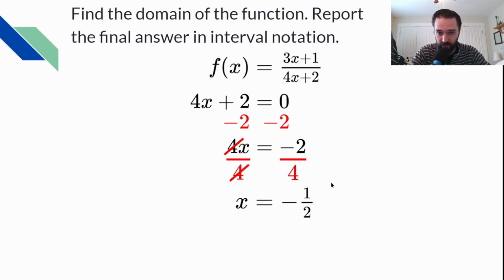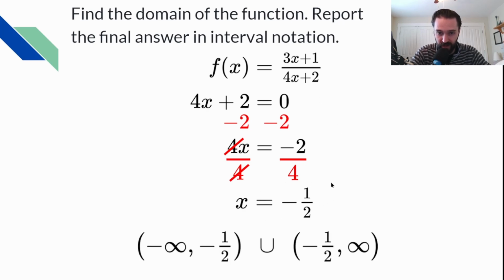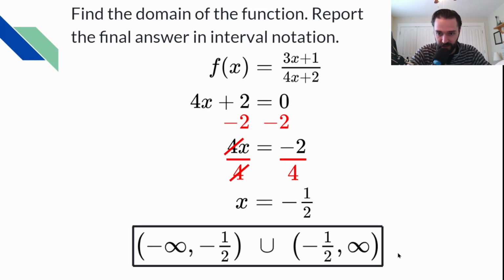So we're going to exclude this value from the domain. When we report that in interval notation, it looks like this. It's everything from negative infinity up to negative 1/2, union everything from negative 1/2 up to positive infinity. So this is our final solution.